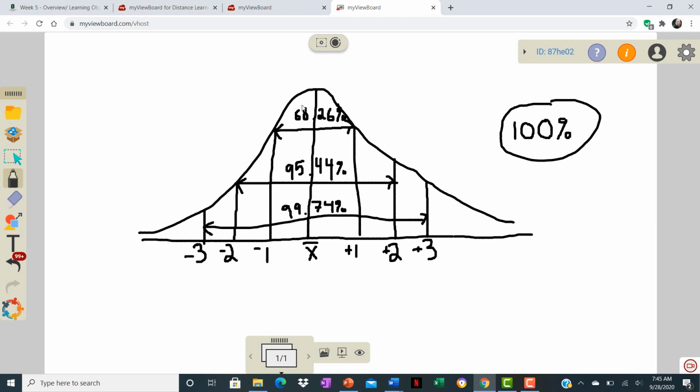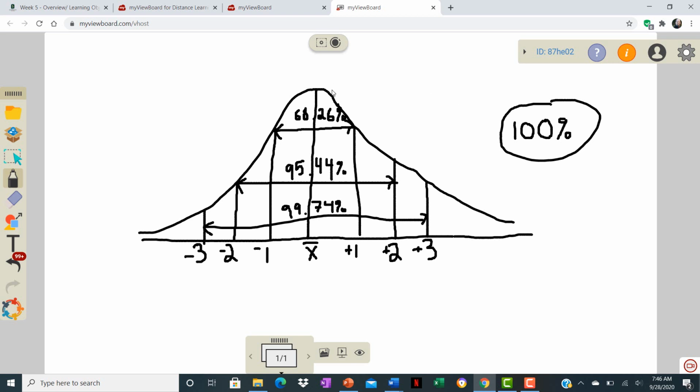We also know that 100% of all scores are underneath a normal distribution. And we also know that between -1 and +1 are 68.26% of all scores in this normal distribution. Between -2 and +2, 95.44% of all scores are between these two. And between -3 and +3 standard deviations, it's 99.74%, because if we went from tail to tail, it'd be 100%. Do you see how this is beginning to look?